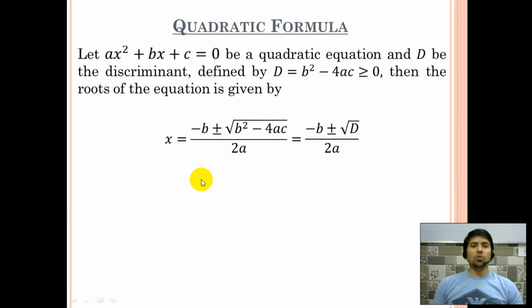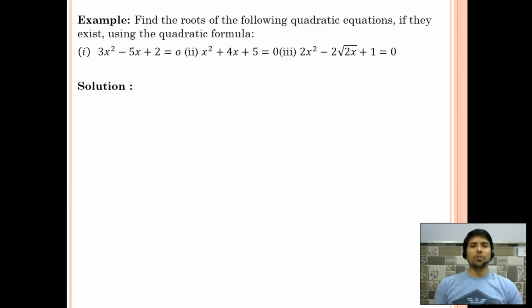Now how we can use this method in our different questions, we will discuss with some examples. In the first example, find the roots of the quadratic equation if they exist. If they exist, it means we have to check the condition that D should be greater than or equal to 0. If D is less than 0, if the value of D comes out negative, then we will leave it and say there is no real root.